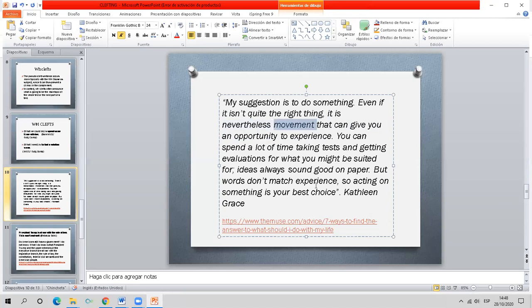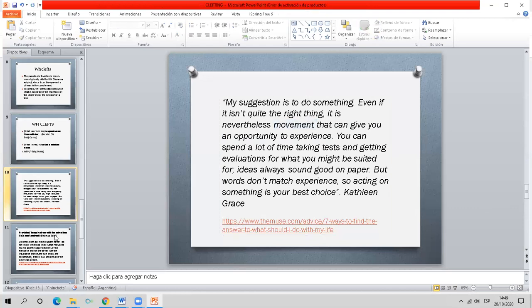And which would be the unmarked version of this sentence? We would say, movement can give you an opportunity to experience. That is, the focus falls, in the unmarked version, on a noun phrase, which is the subject, okay? And what about contrast? Can you see the contrast here? All right, there is the contrast between, because it is movement, not words, okay? Not taking tests, okay? That can give you an opportunity to experience. All right, this is a very clear example of a cleft in context.